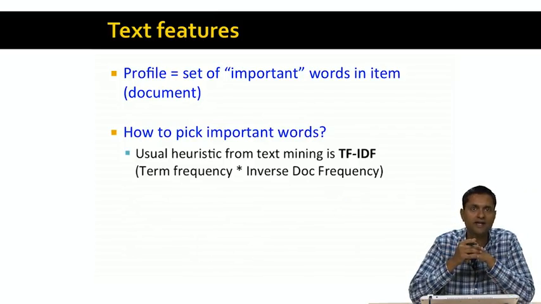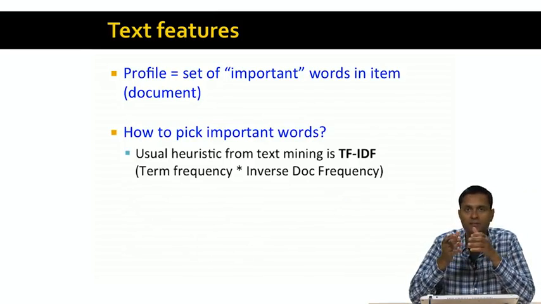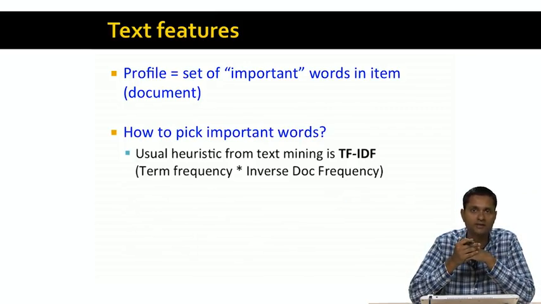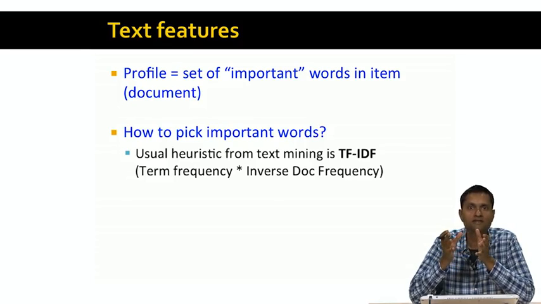So let's look at the special case of text. For example, we might be recommending news articles. Now, what's the item profile in this case? The simplest item profile in this case is to pick the set of important words in the document or the item. How do you pick the important words in the item?